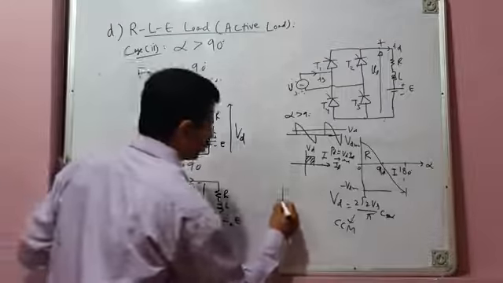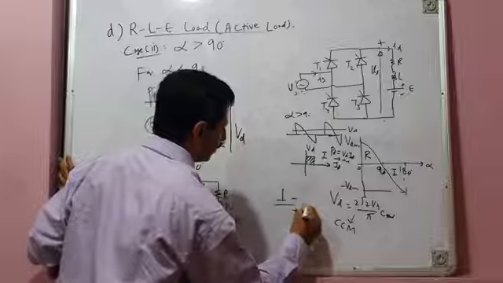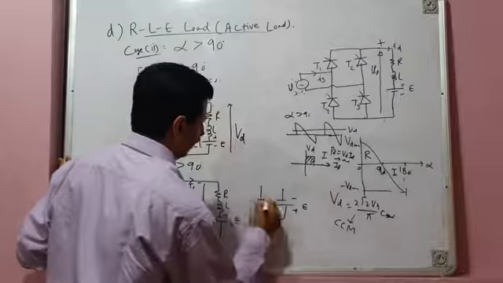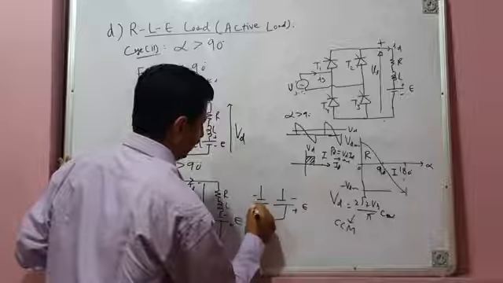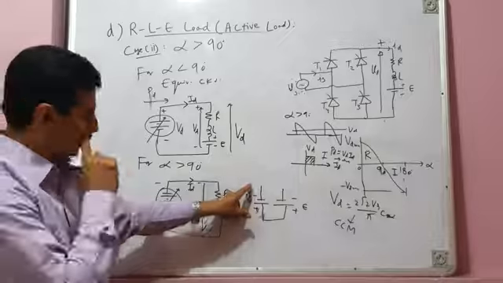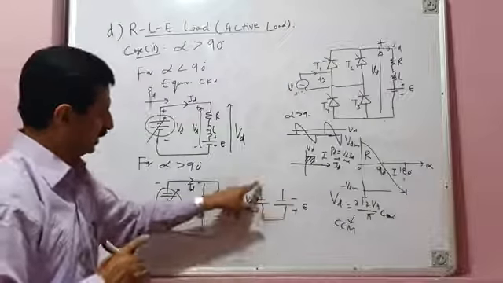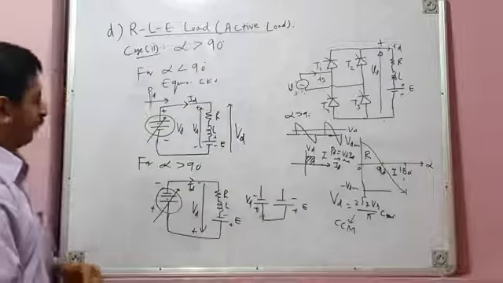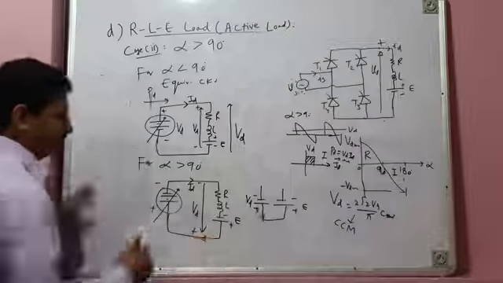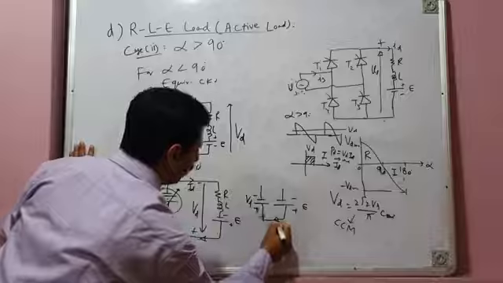See, you have now two sources. You have E, and you have another EMF, say VD. You can show this VD as a voltage source. So this is E, this is VD. Now current, since it flows in the same direction, has to flow in this direction. Now current should flow from E to VD.